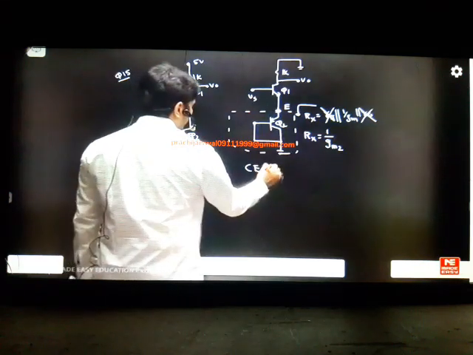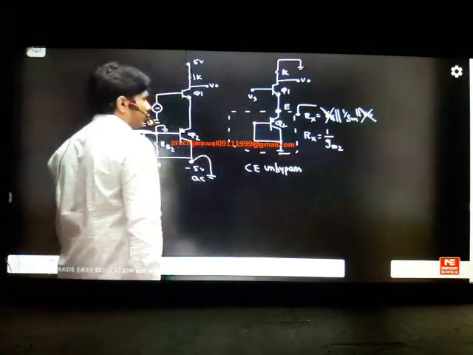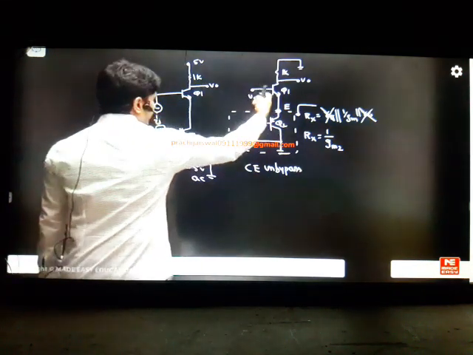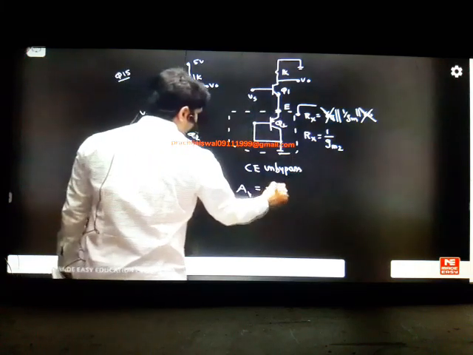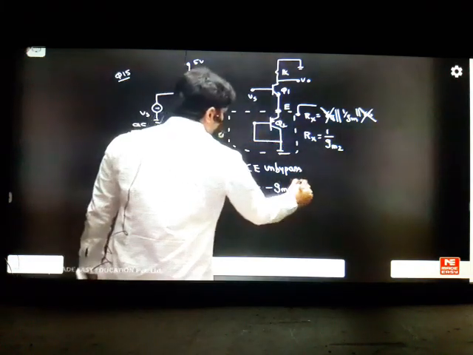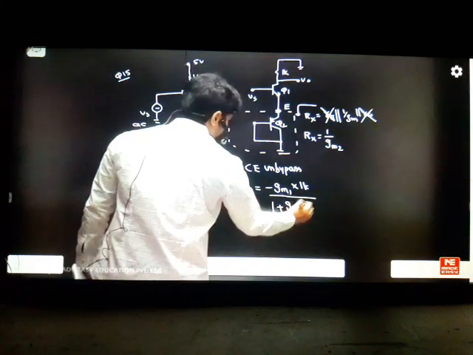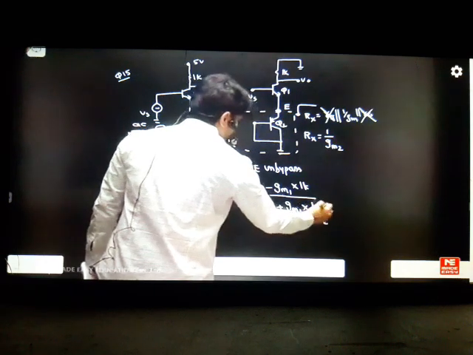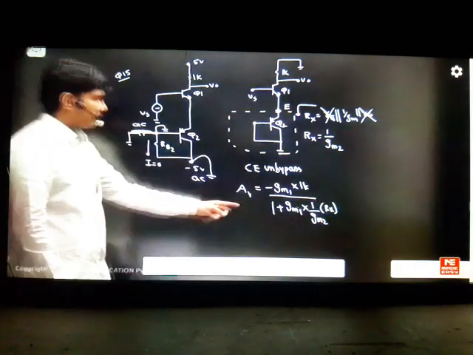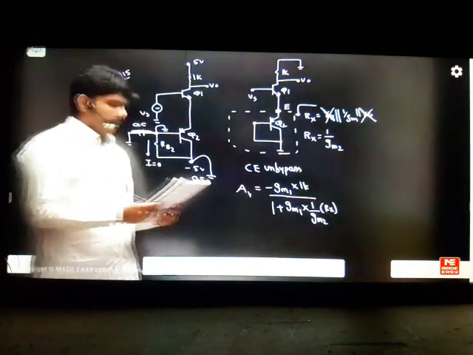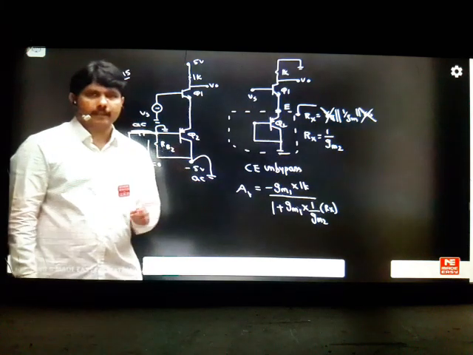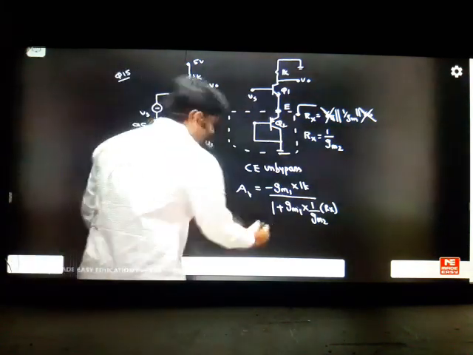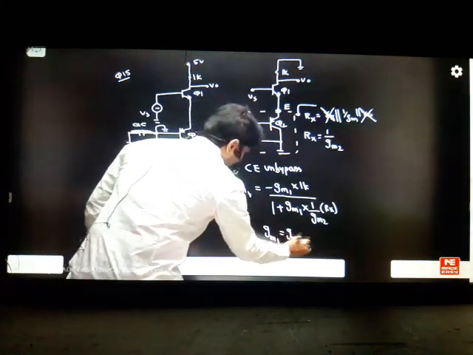Then what is this amplifier? It's a common emitter unbypassed amplifier. We have RE here. This is RE. So the gain formula is minus Gm1, first transistor, into load 1K, divided by 1 plus Gm1 into Rx. Rx is 1 by Gm2. So just substitute Rx here. And he said that Q1, Q2 are biased at the same operating current. If the same operating current, then what happens? Your Gm1 is equal to Gm2 is equal to Gm.